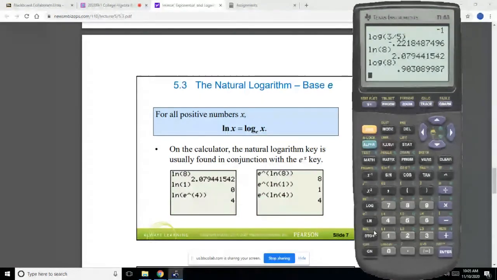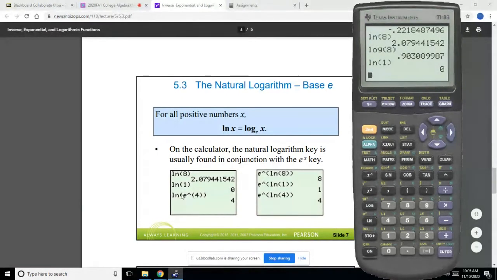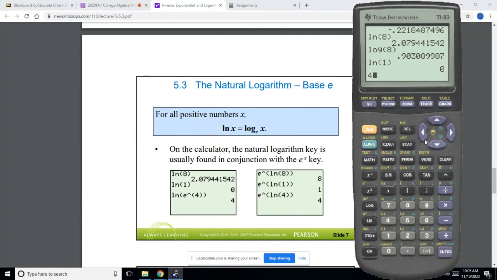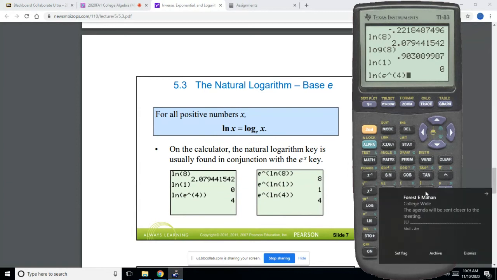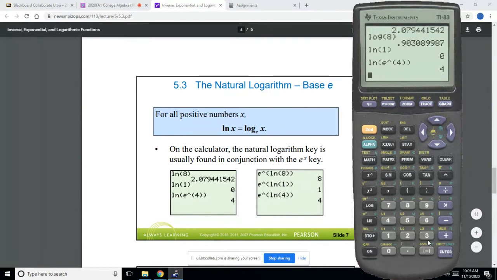I can put in a natural log of 1, and I can put in the natural log of e raised to the 4th power. So that's a natural log, and e is located above the ln, so I'm going to hit second and the exponential e. I'm going to put in my power, which is 4. I'm going to close off the exponential e. I'm going to close off the natural log, and we have 4.